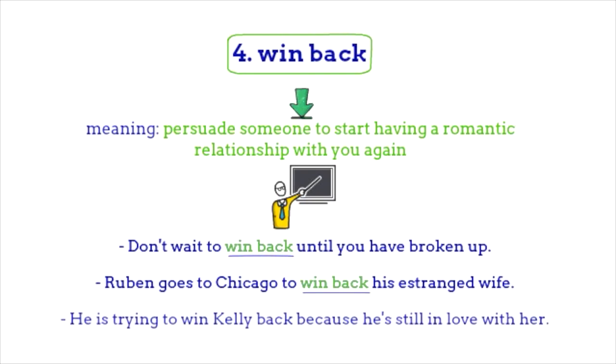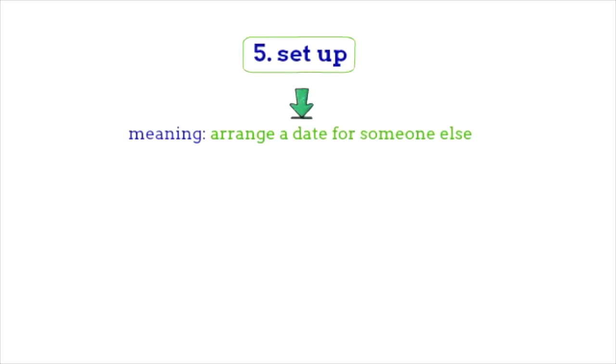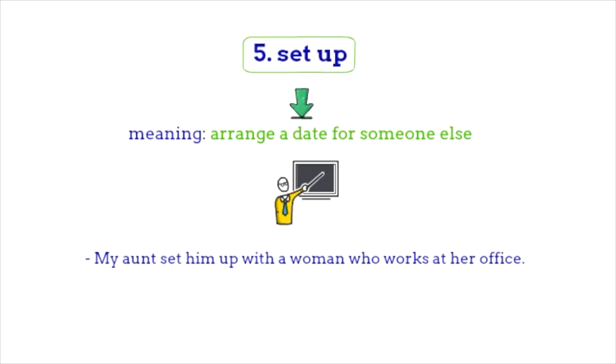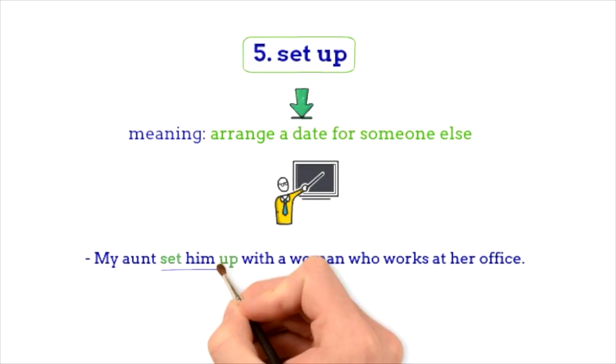He's trying to win Kelly back because he's still in love with her. Set up. Meaning, arrange a date for someone else. Example, my aunt set him up with a woman who works at her office.